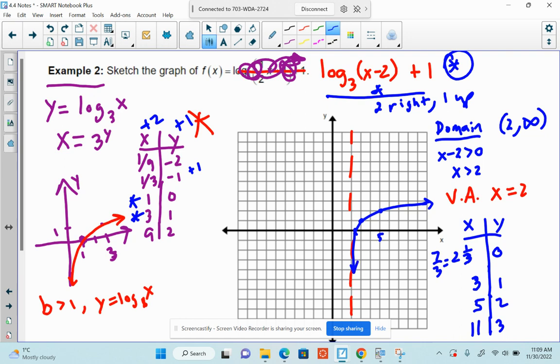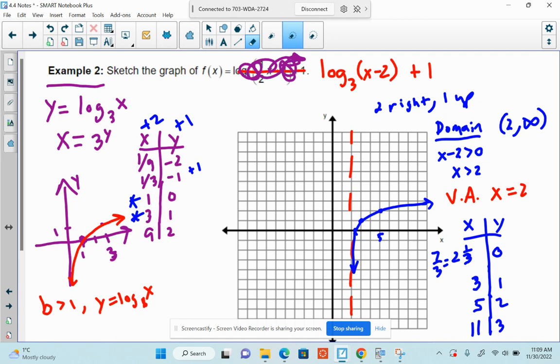Just using that idea of transformations, we get a really good picture of the graph. Let me clean up some of my mess here.